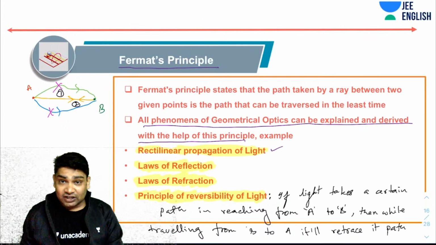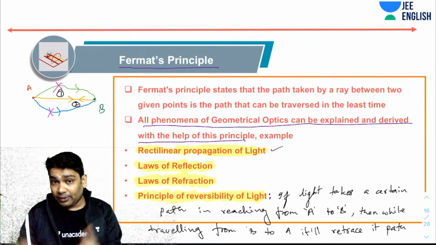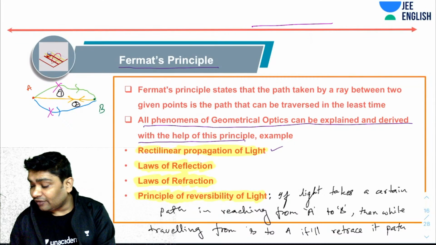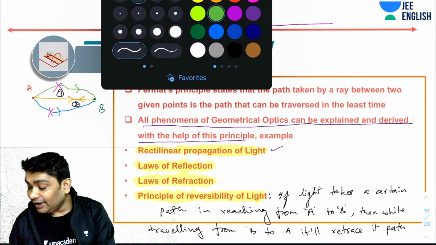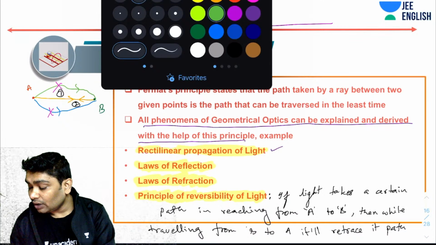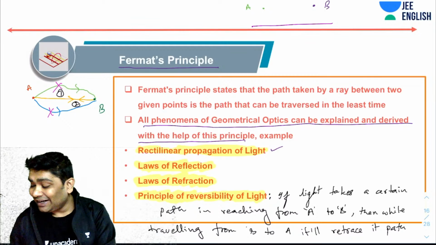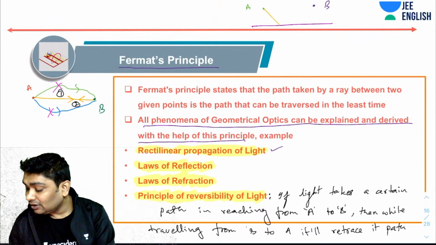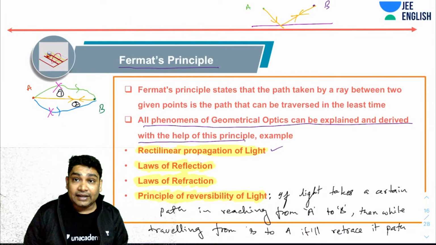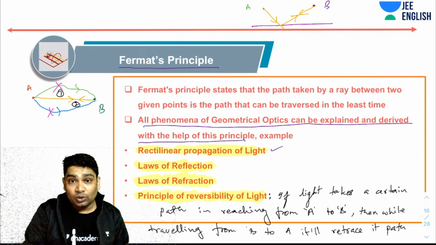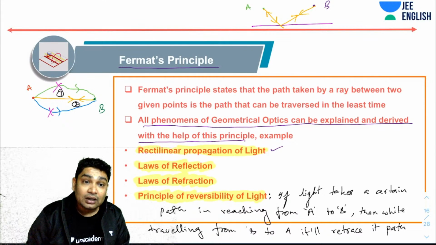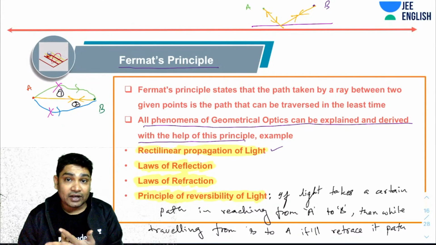So this is the principle of reversibility. Now, this is not only limited to straight line propagation. You can even have it after reflection. So let's say if there is a point A and there is another point B, like this, and if a light ray takes a certain path in going from A to B, if while going from A to B it took this path, then while coming back after reflection only from B to A, it would have retraced its path. Okay, that is the principle of reversibility of light. Now that is true for rectilinear propagation, even reflection or refraction.